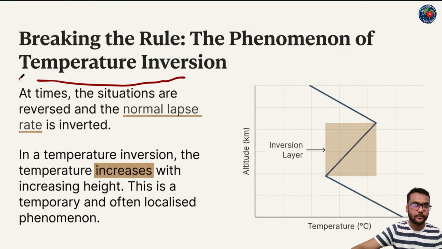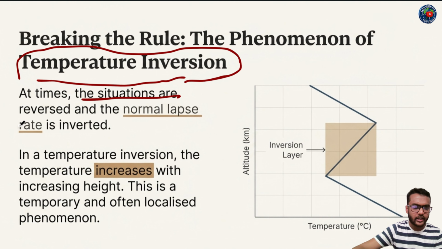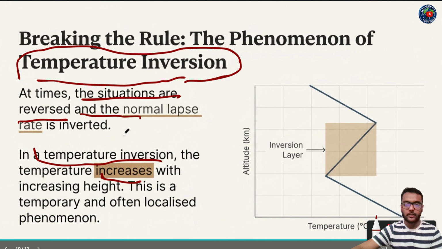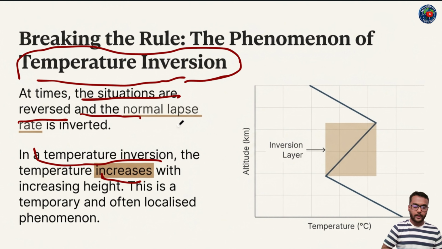Now, the phenomenon of temperature inversion. There is a concept known as temperature inversion, the opposite. At times the situations are reversed. It becomes opposite, and the normal lapse rate is inverted. In a temperature inversion, the temperature increases with increasing height. Normally, with increasing height, the temperature will decrease. On the other hand, in this situation, the temperature will increase with increasing height. This phenomenon is known as temperature inversion. This is a temporary and often localized phenomenon. It is not permanent. That means it happens in certain specific locations, not all over the world.